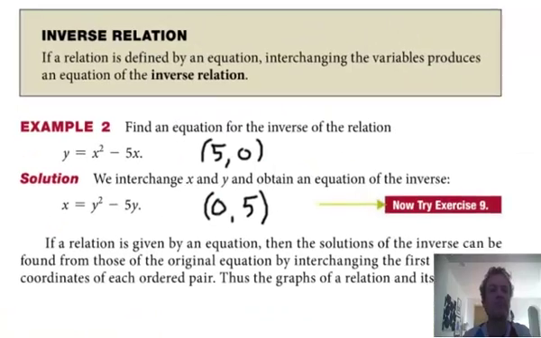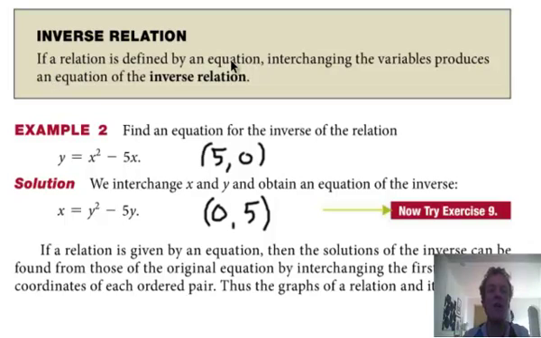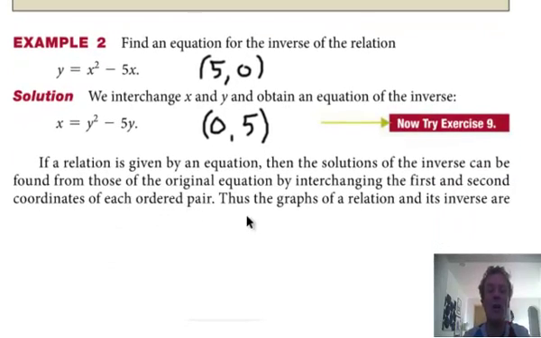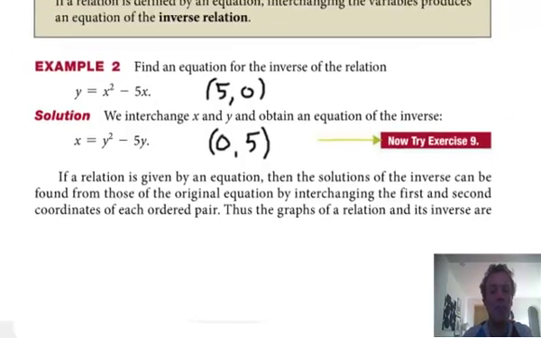Okay, so inverse relation. If a relation is defined by an equation, interchanging the variables produces an equation of the inverse. So y equals x squared minus 5x, the inverse relation, x equals y squared minus 5y. I've just changed the x and the y's around. And look, if I put some numbers into this, if x equals 5, 5 squared, 25, minus 5 times 5, 25, that'll give me y equals 0. Again, if y is 5, it's going to give me x equals 0. So again, interchanging the first and second coordinates of each pair. Thus the graph and its inverse are a reflection across that y equals x line.